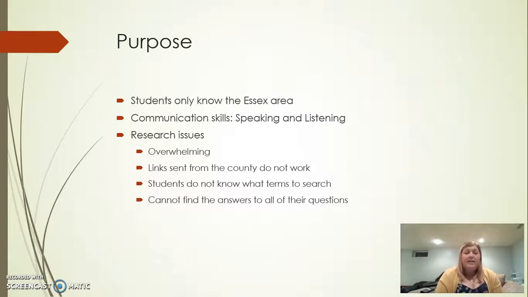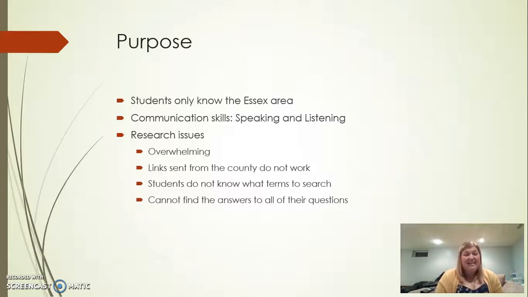And the next thing is they don't even know what to search. They don't know what terms to search. They don't know what is important in finding their answers. And then finally, they come up with some really great questions, and those questions are not even answered on the different technology programs they have.